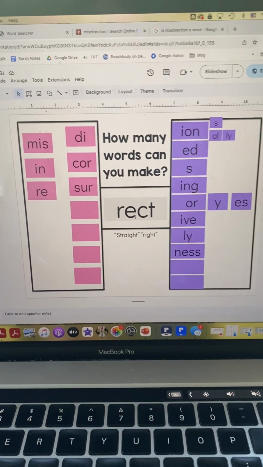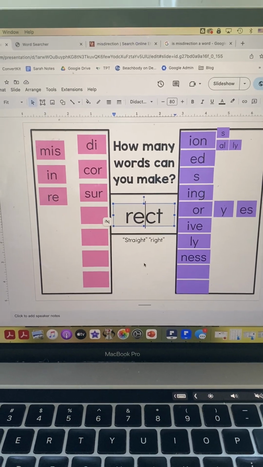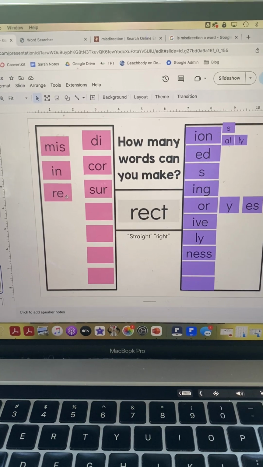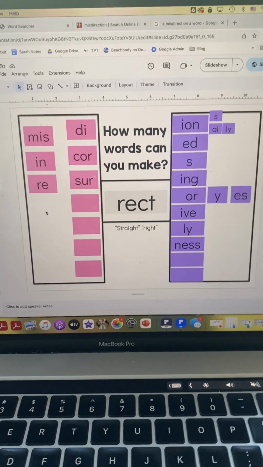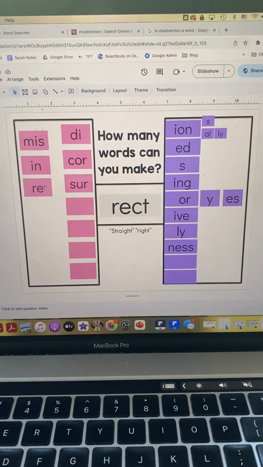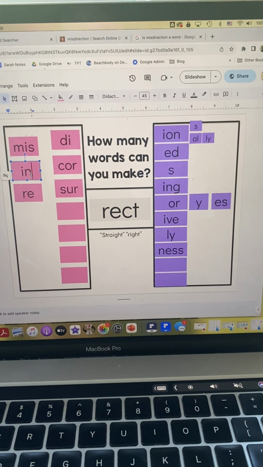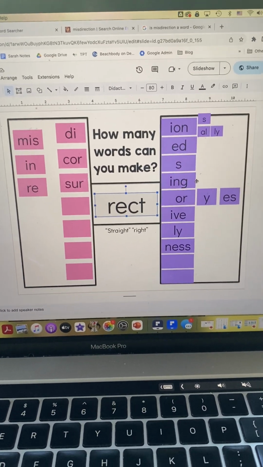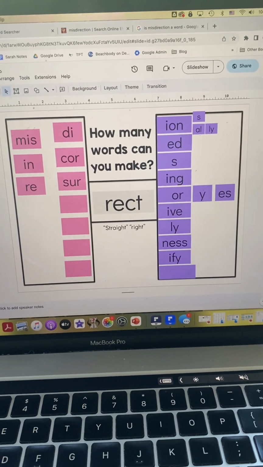Okay, this one's kind of tricky. Just putting sur with rect, surrect, isn't a word on its own, I don't think, but if you put prefix re in front of it, that's how we get resurrect. We can add ion to make resurrection. And you can also make insurrect, or oopsies, insurrection is a word. So that's another one that I thought was kind of fun.